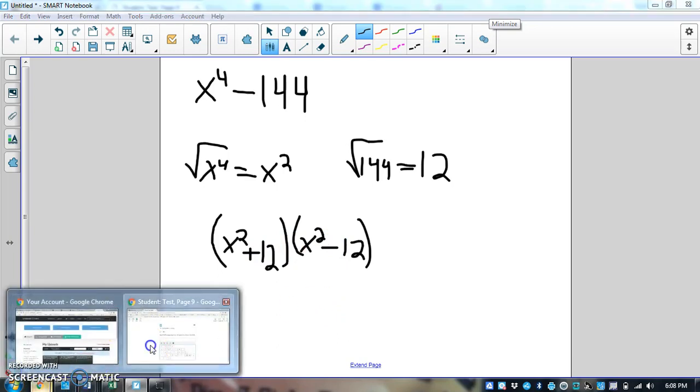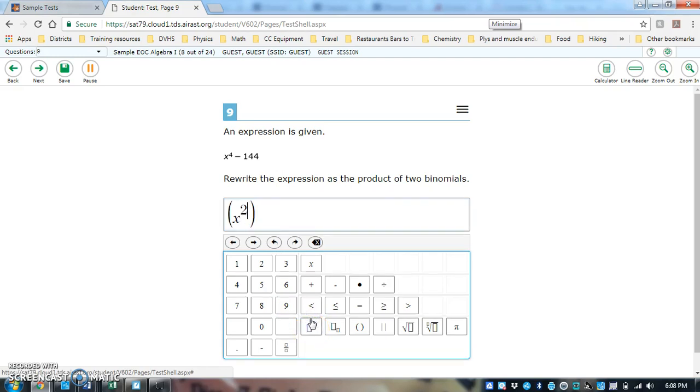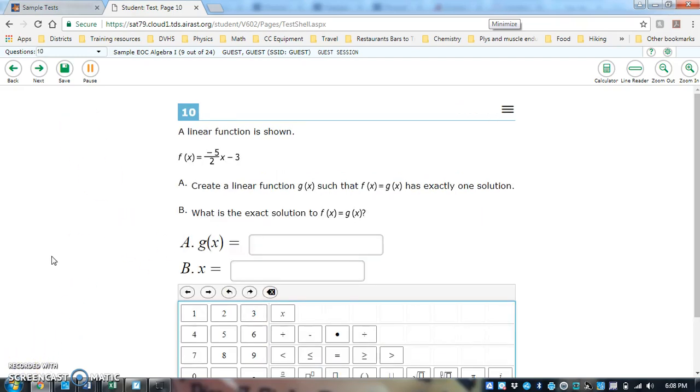So now we just have to enter this in. I'm going to start by entering in parentheses, x, and this button right here, the box with a little bit of a box above it, will give us our exponent, x squared. I have to hit the arrow key to get out of the exponent again, plus 12. So hit the arrow key to get out of the parentheses, start a new set of parentheses. Again, same thing, x, exponent squared. Now we do minus 12 and close that off with the parentheses, and that is our equation, and that is our answer.